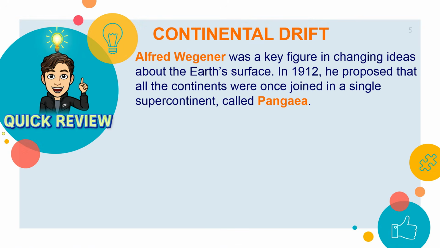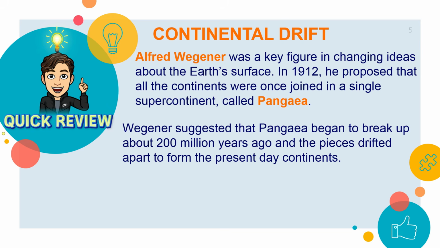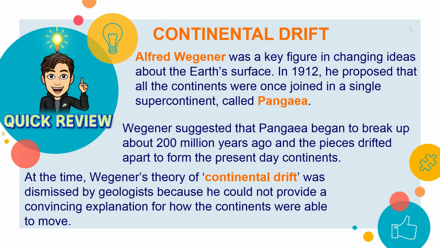Before we proceed with our topic on mantle convection, let us have first a quick review on continental drift. So naalala nyo pa si Alfred Wegener? Siya yung nag-propose in 1912 with continental drift theory. He proposed that all continents were once joined in a single supercontinent called Pangaea. Wegener suggested that Pangaea began to break up about 200 million years ago, and the pieces drifted apart to form the present-day continents. Unfortunately, he was not able to provide a convincing explanation, kaya na-dismiss yung kanyang theory ng ibang mga geologists.